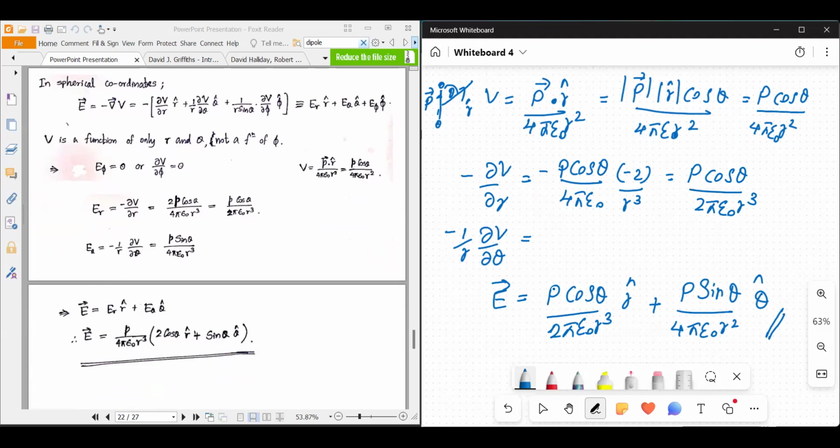So same thing, P over 4πε₀ r³. This answer should be correct. So P cos θ, okay, but here it should be r to the power 2. So this answer should be correct, and check whether you are getting this answer.